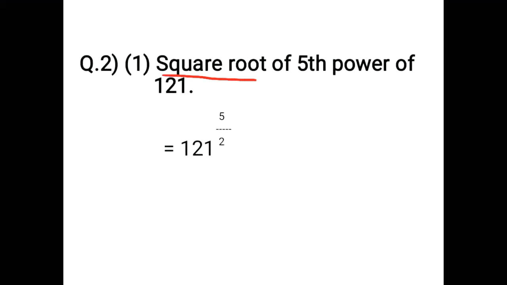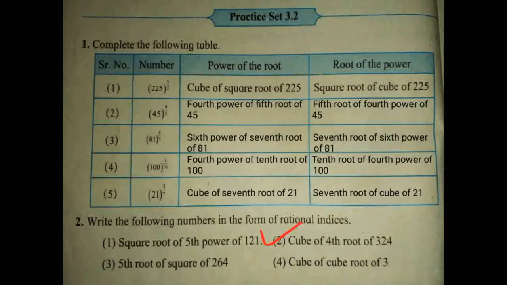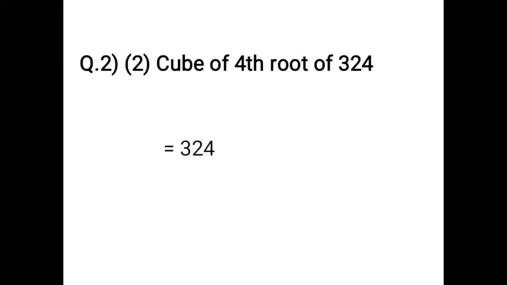Square root is given. Square means 2. Root I have taken index fraction on denominator. Okay, then fifth power is given. Power I have taken index fraction on numerator. So you have to understand this way. We will do other sums directly. Next, cube of fourth root of 324. Cube means power of 3. That is equal to 324 to the power 3 upon 4.